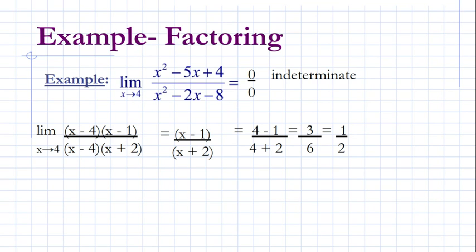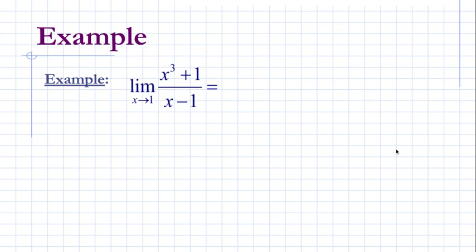And you should see as you approach from the left and right, it's getting closer and closer to 0.5, which is 1/2. At 4, it's going to say error, because again, this function doesn't exist at 4, but its limit does. Okay, so let's take a look at another technique.